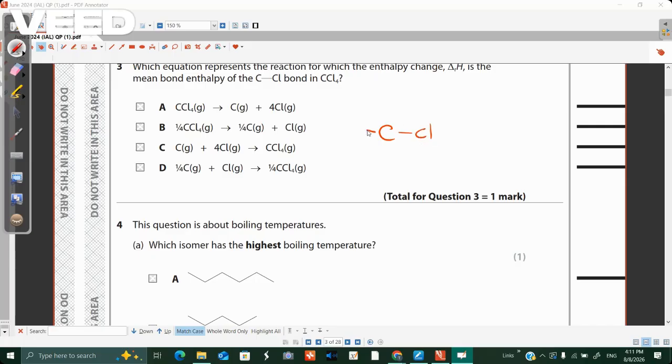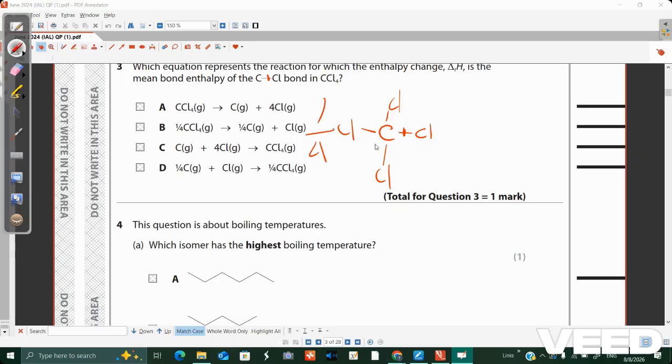So here we are talking about only one bond, right? So the enthalpy is for what? We are talking about the mean bond enthalpy for breaking of one carbon chlorine bond. So we are talking about one carbon chlorine bond. So therefore, 1/4 of this is being broken. So therefore, we are getting the breaking of carbon chlorine, right? So therefore, 1/4 of carbon is made and one CO, right? So answer is B here.